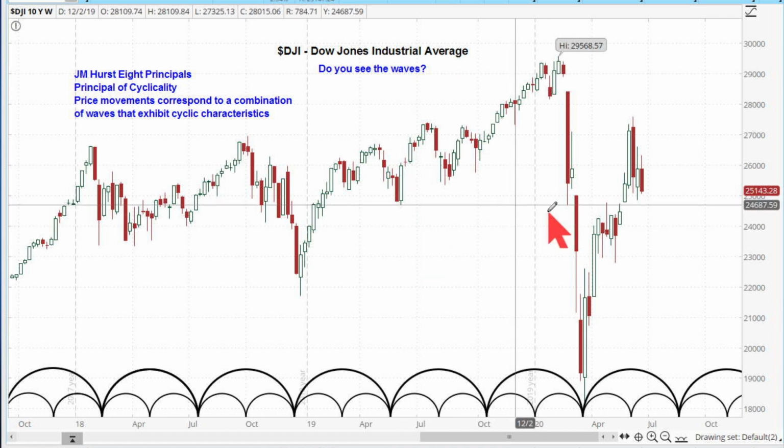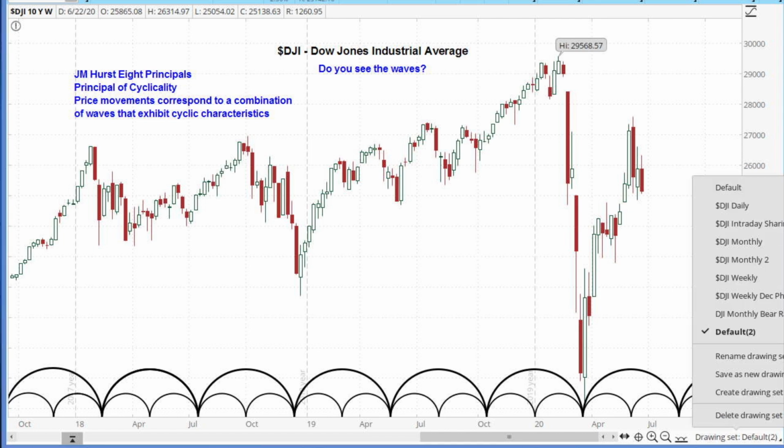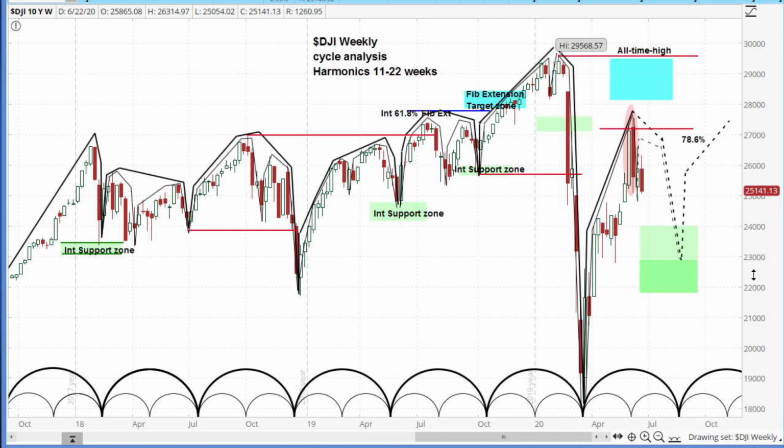How do all of these cycles appear on the chart in reality versus on the bottom, which is just simply theory, ideal patterns. We'll take a look at the Dow Jones Weekly, and now you can see in here the harmonics. There are 11-week and 22-week cycles that make up each of these harmonic families.